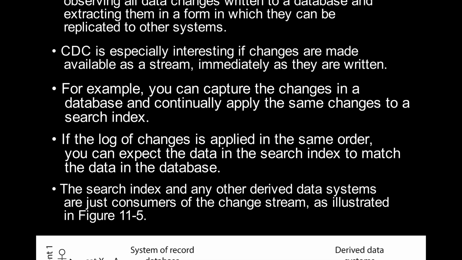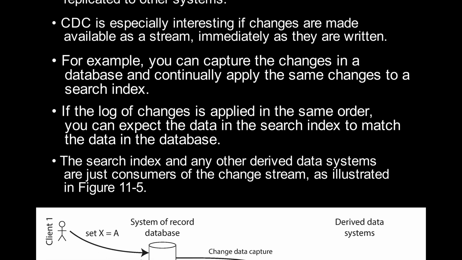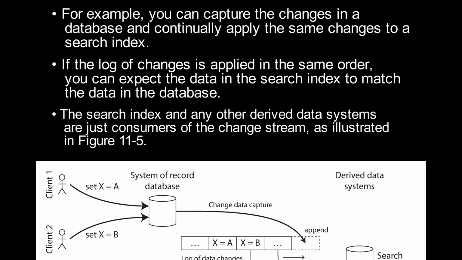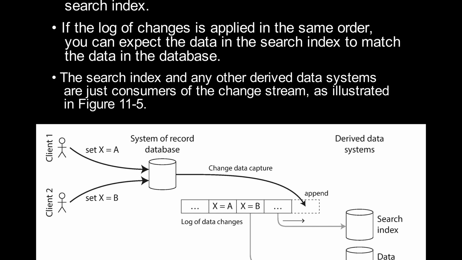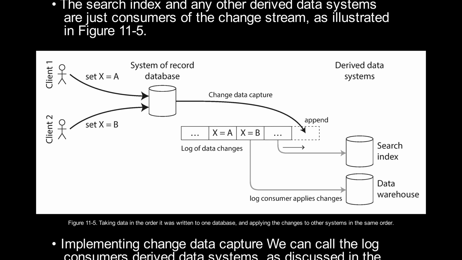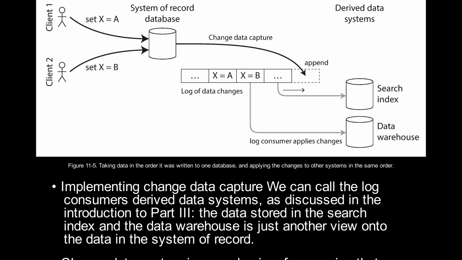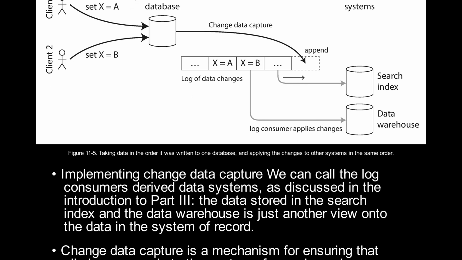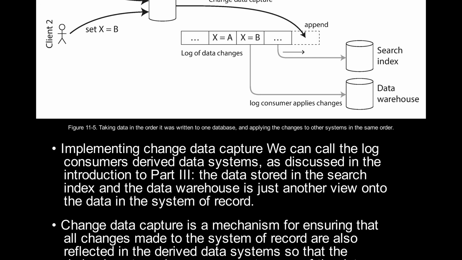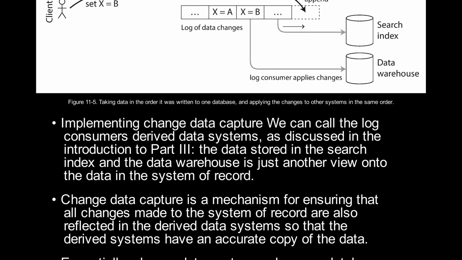The search index and any other derived data systems are just consumers of the change stream, as illustrated in Figure 11-5, taking data in the order it was written to one database, and applying the changes to other systems in the same order. Implementing change data capture, we can call the log consumers derived data systems, as discussed in the introduction to Part III. The data stored in the search index and the data warehouse is just another view onto the data in the system of record.